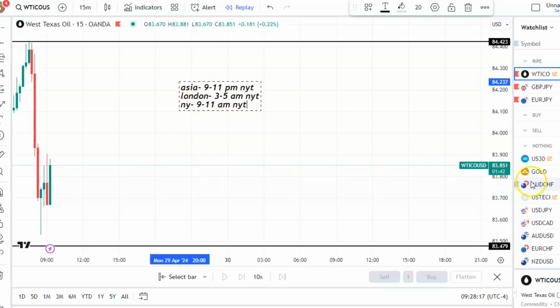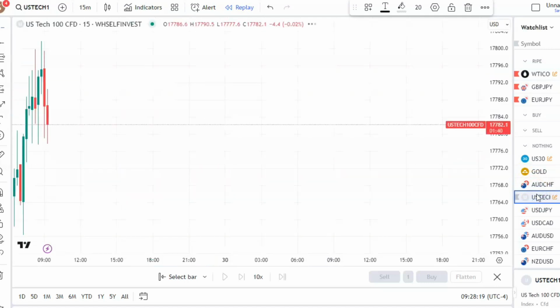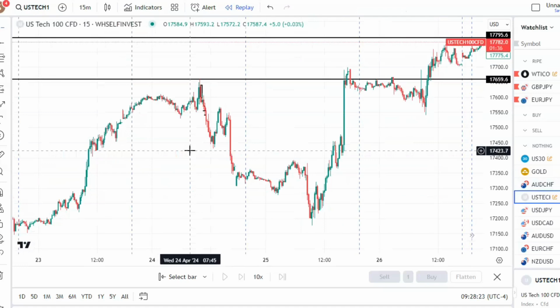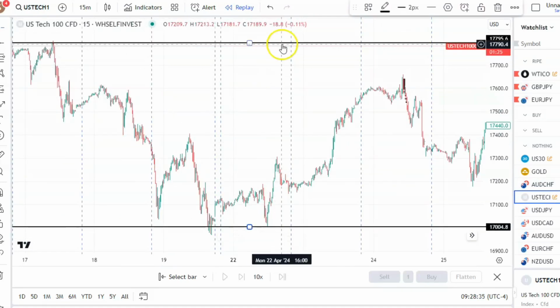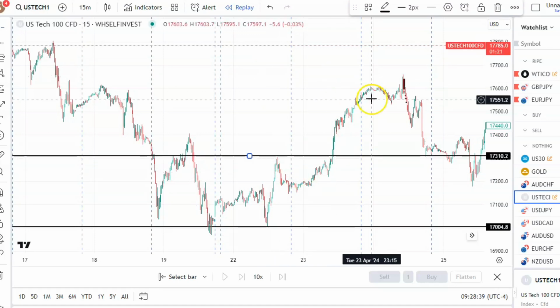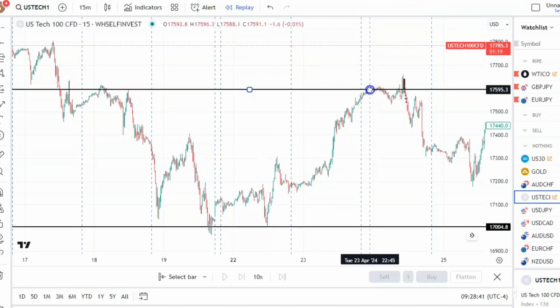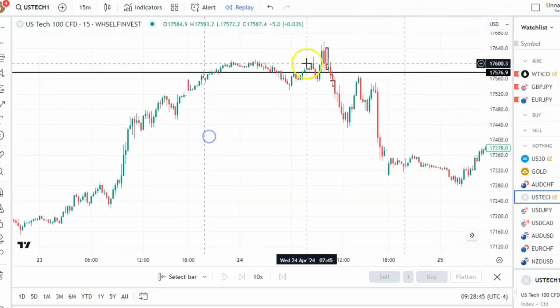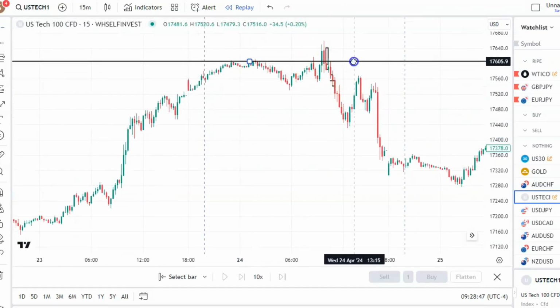So we got a setup last week on US Tech 100, and let's break this trade down. Monday sets the low and the high of the week there. Tuesday breaks out, closes outside of the range, so we have no failed breakout. On Wednesday, price continues pushing the high of the week.